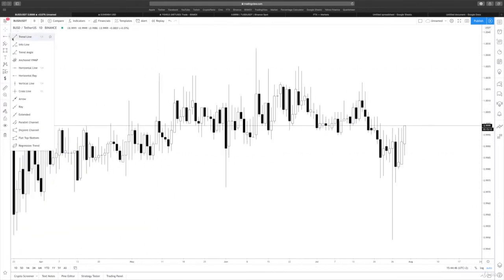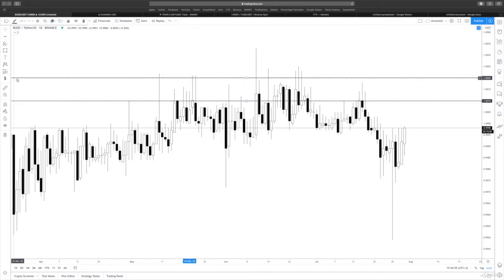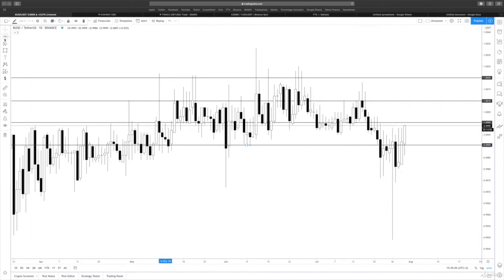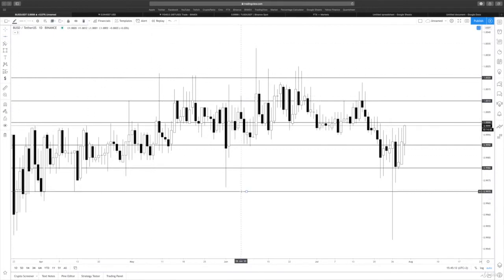What you can do is this: draw lines on the round numbers, like 120, 110, 1, 990, 980, and let's go 7.